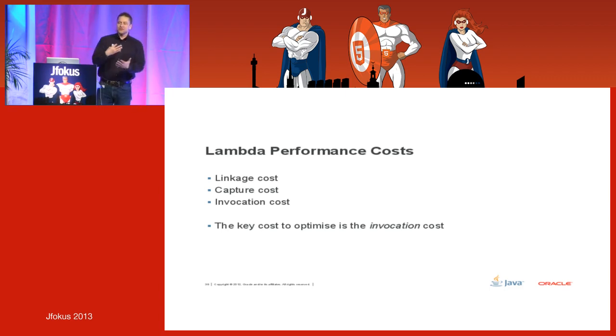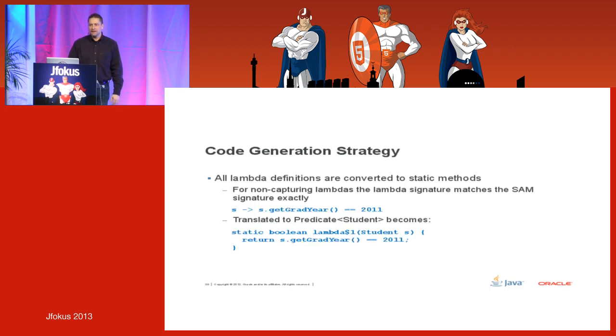Anyway, yeah, so there's 3 costs associated with a lambda. There's linkage cost, which if you think about anonymous inner classes is really loading the class. There's capture cost, which in the form of anonymous inner classes is calling the constructor. And then there's invocation cost, which is calling the actual method that you want to use. So really, if you want to optimize things, you want to do the thing that's going to happen most. So that's the invocation cost.